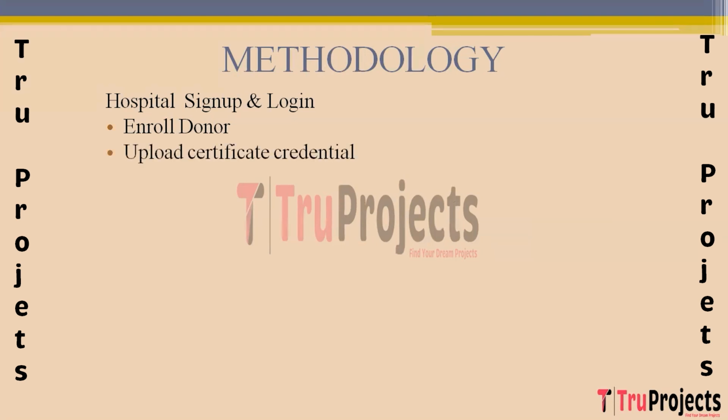The third module is upload certificate credentials. So hospitals can upload and store donor certificate credentials. These certificates can include organ donor consent forms, medical records, and other relevant documents that verify a donor's eligibility and willingness to donate their organs. The fourth module is update certificate.